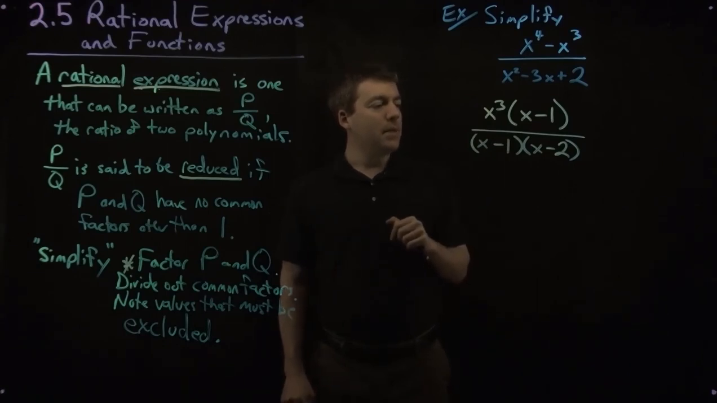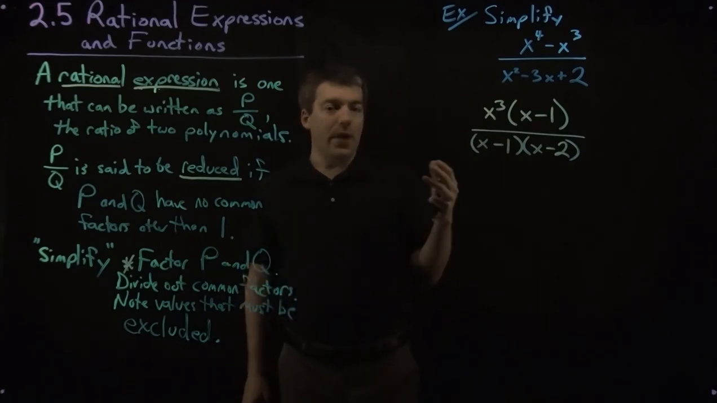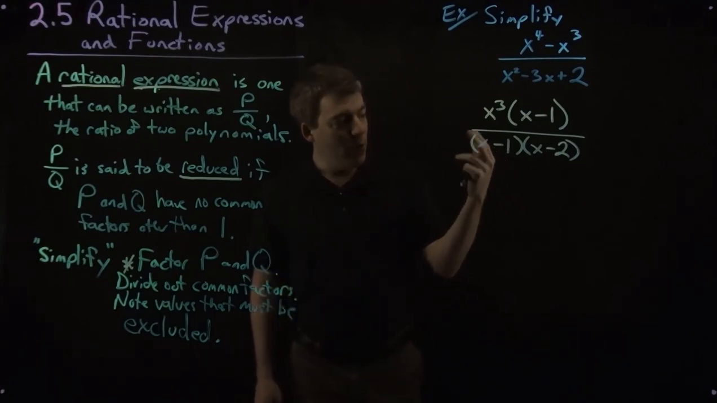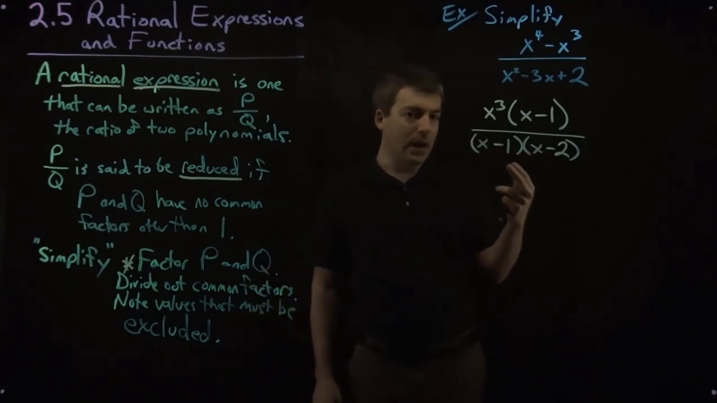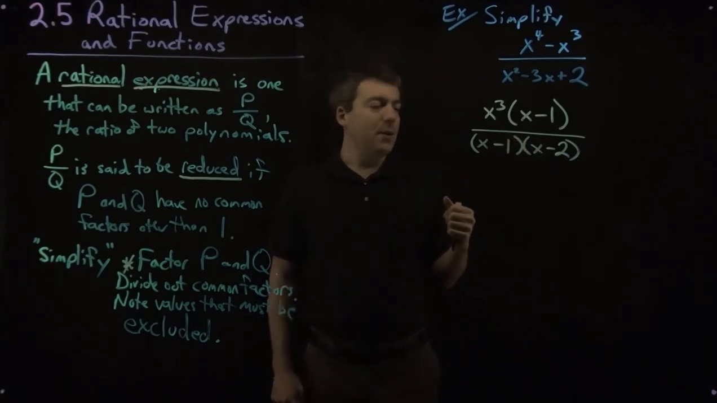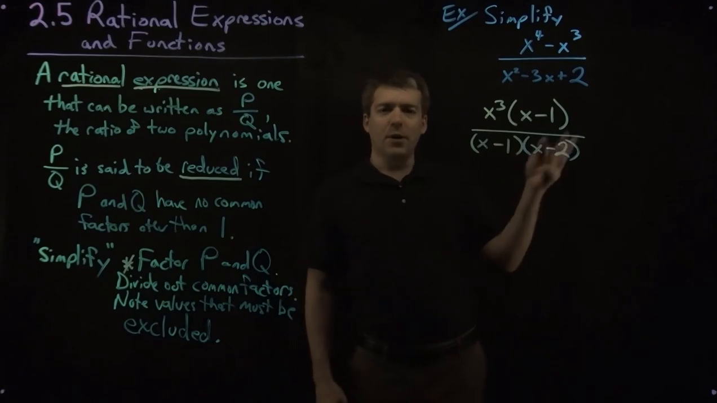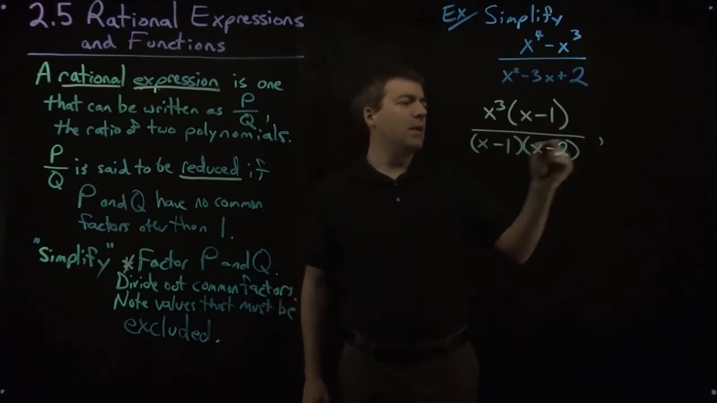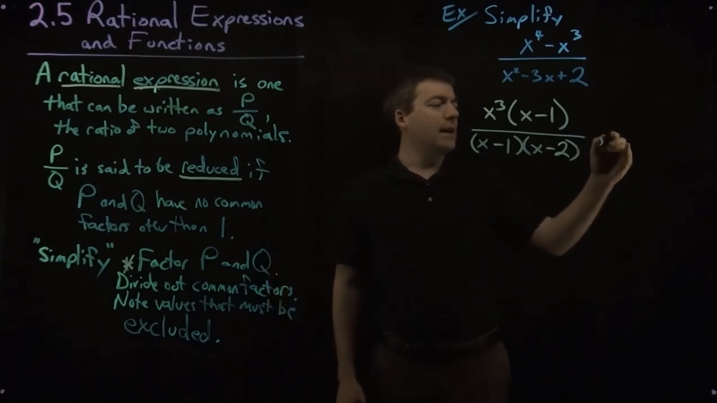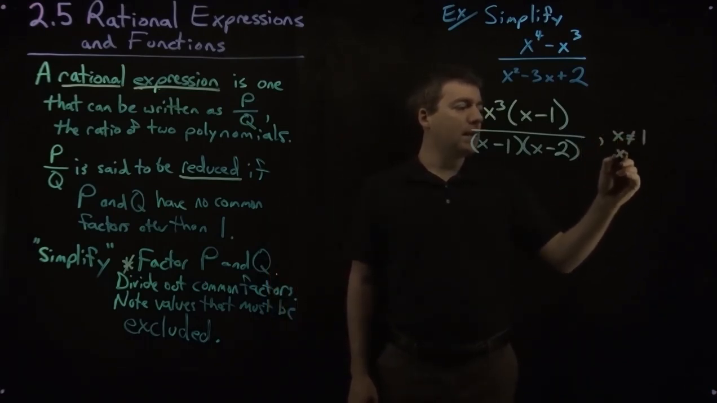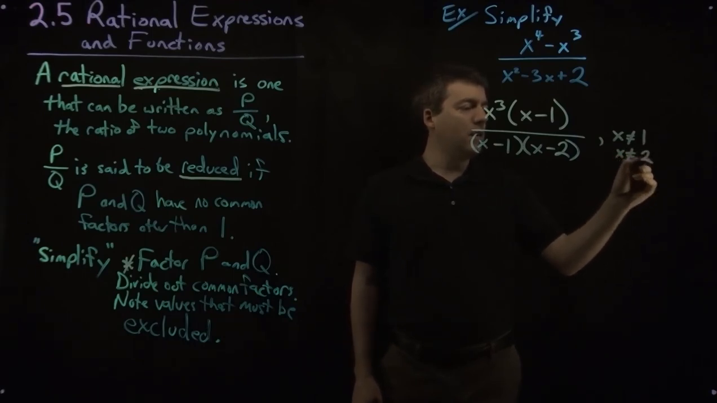At this point we can note what values would make the denominator 0. Here we can see if we plug in x equals 1, we're going to get a 0 in the denominator, and a 2 also would make the denominator 0. These values have to be excluded regardless of how this ends up being simplified. So I'm going to go ahead and add that. X cannot be 1. X cannot be 2.